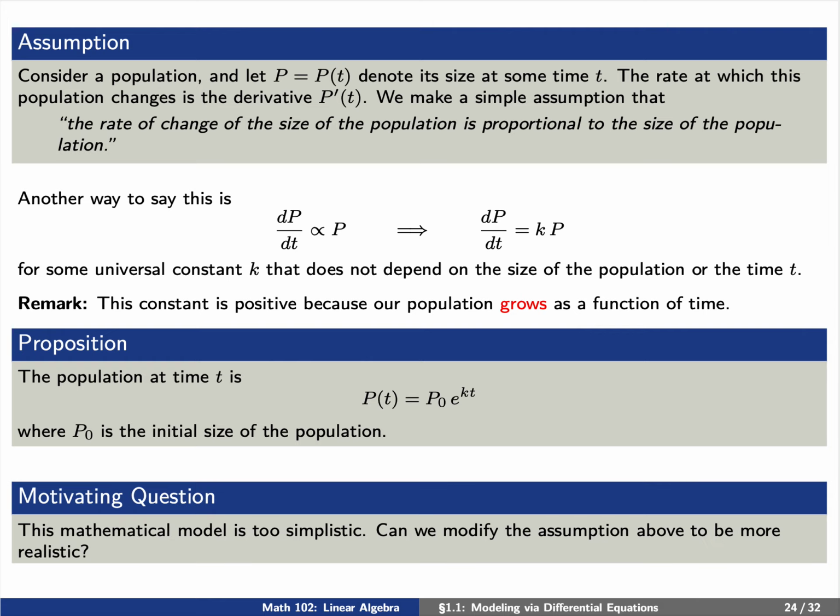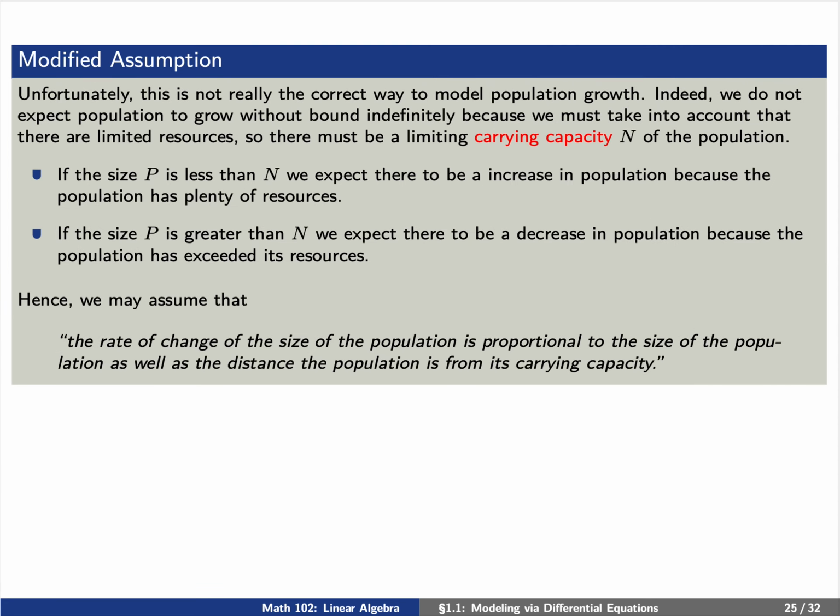However, we found before that this model is a little bit too simplistic. So we'd like to know, can we modify this assumption to be more realistic? Let's do that. Indeed, we don't expect the population to grow without bound indefinitely because we have to take into account that there are limited resources. Indeed, there's going to be limited people, limited space in which people can move out. There are going to be limited resources such as food. So there must be some limiting carrying capacity of the population.